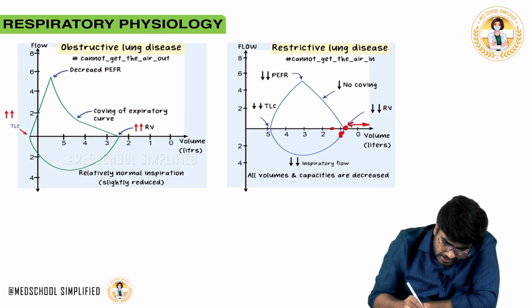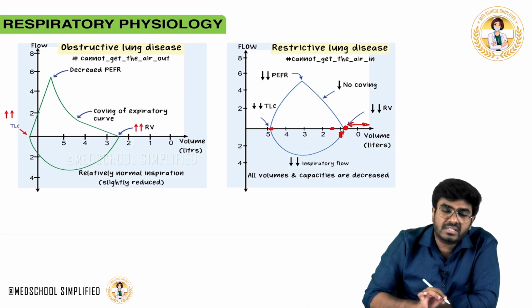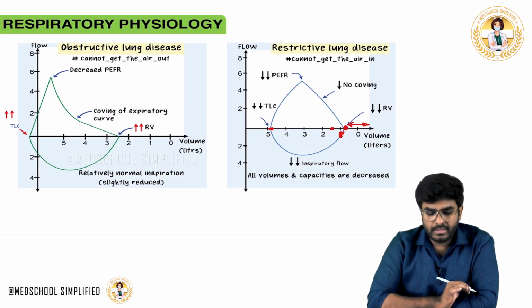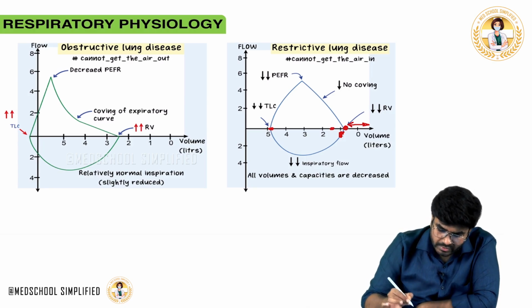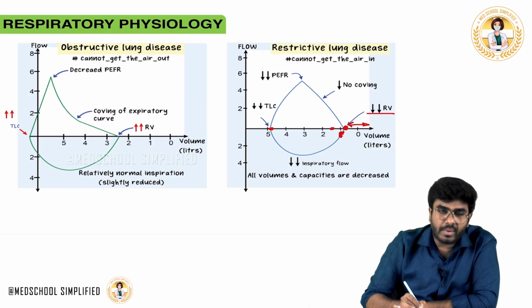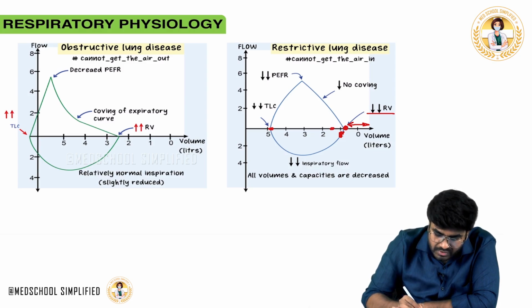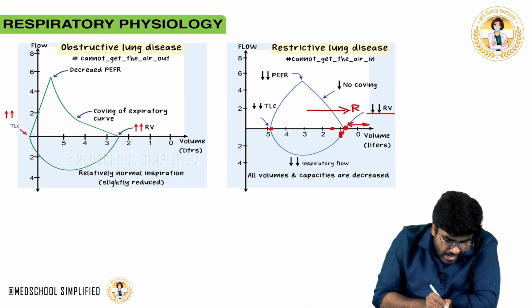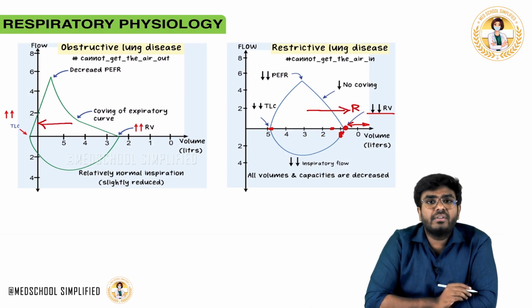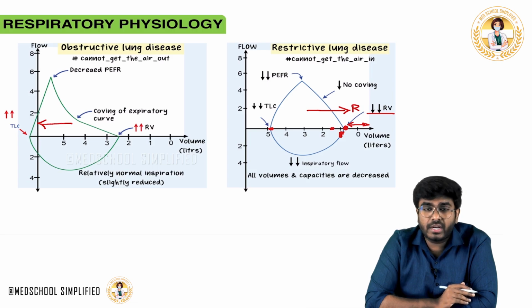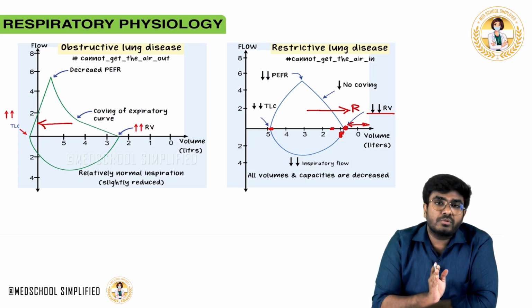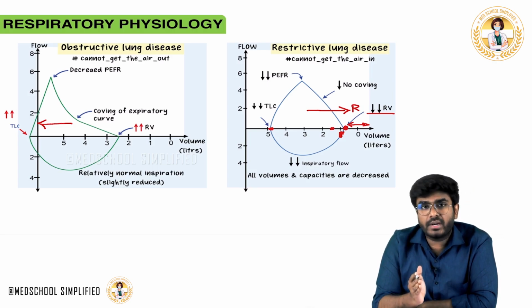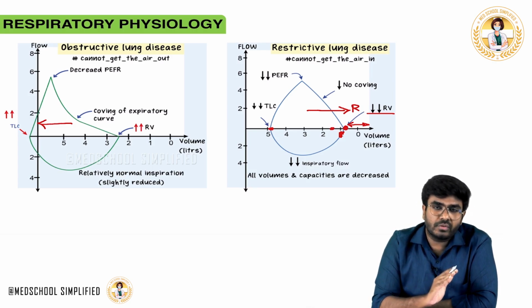Also the total lung capacity. This is the maximum total lung capacity that he can get. So residual volume decreases, even total lung capacity decreases. Now the shift is happening towards the right side, whereas here there is a left side shift. So how to identify obstructive and restrictive lung disease based on the flow volume loops? In obstructive lung diseases, the flow volume loop is going to shift to the left, and in restrictive lung diseases, the flow volume loop is going to shift to the right.